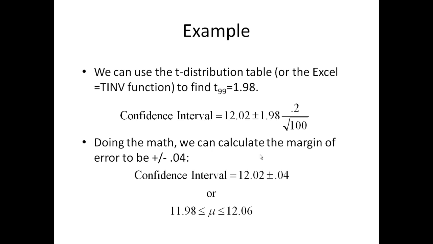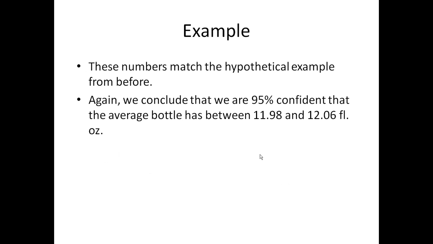So we simply plug that number in, and you can see in the equation on this slide that that's exactly what I've done. We can do the math, and we can calculate the margin of error. That's 1.98 multiplied by 0.2 divided by the square root of 100, which is roughly 0.04. So our confidence interval is 12.02 plus or minus 0.04, or mu is somewhere between 11.98 and 12.06. These numbers match the hypothetical example from before, and the way we interpret that confidence interval is by saying that we are 95% confident that the average bottle has between 11.98 and 12.06 fluid ounces in it.